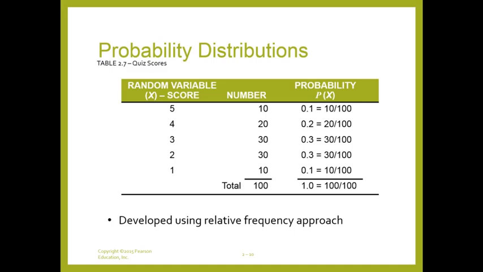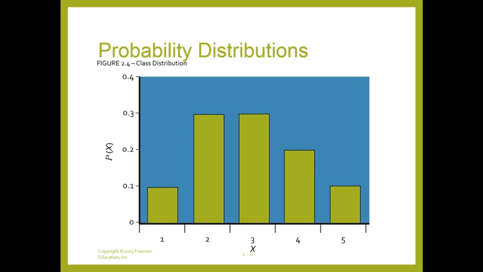And so you have a distribution table like this, where you have in the numbers column the actual numbers of observations, and in the far right column the probability that something would exist, like 10 out of 100 or 0.1. Or you could look at it from a chart standpoint, where this is what the distribution would look like.